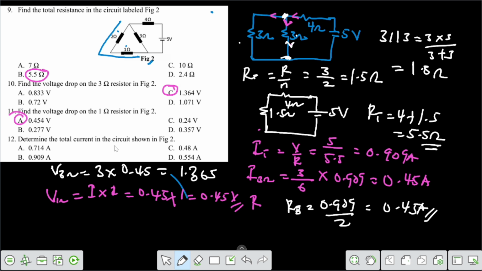Now let's move on to the last question. Determine the total current in the circuit. We've already found that it's the total voltage divided by the total resistance, which gives us 0.909 amps. So we just go by that.